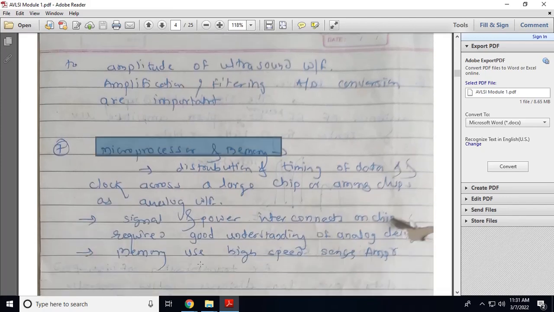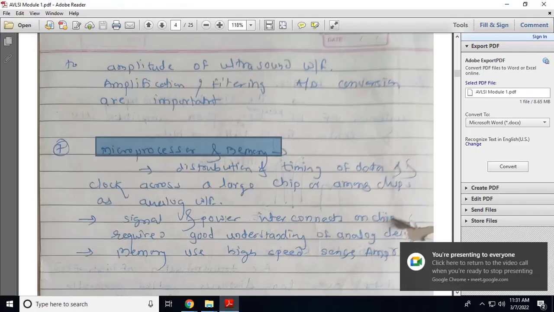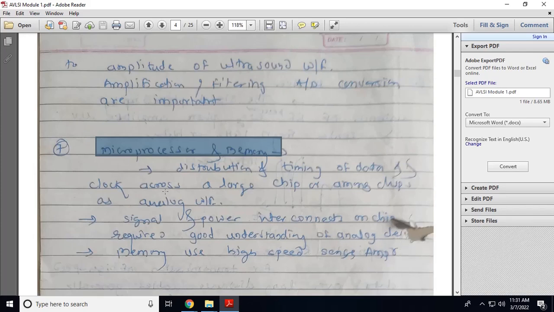Next area, microprocessor and memory. Distribution and timing of the data and clock across a large chip is analog in nature. Signal and power interconnection on that large chip requires a good understanding of analog design. The microprocessor or memory has a large chip with a complicated interconnection, so you should have good knowledge of that interconnection. So you should know analog design.